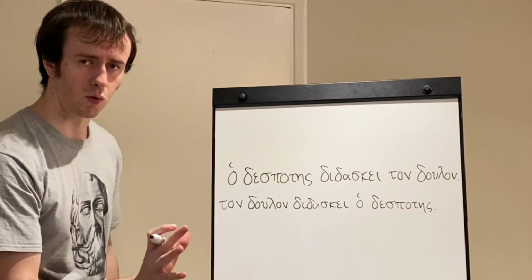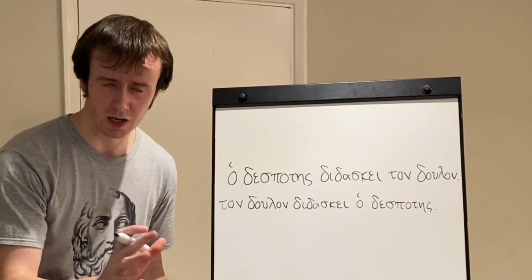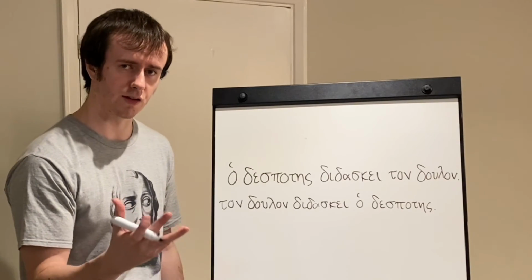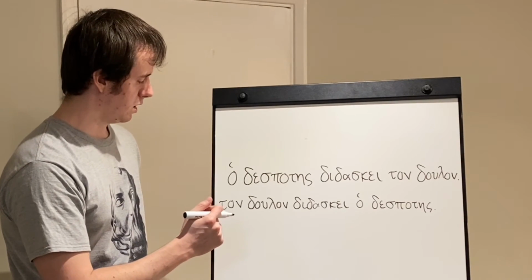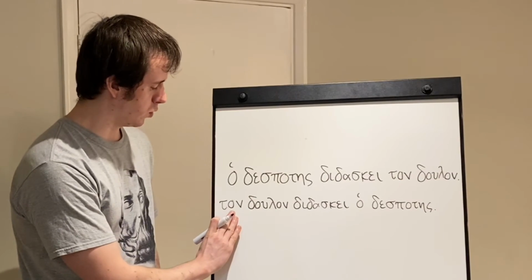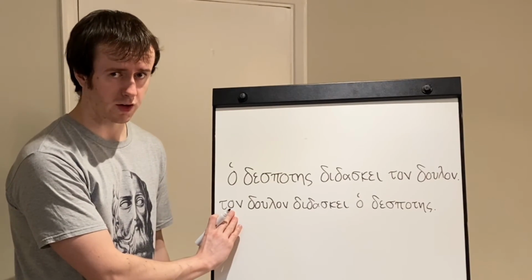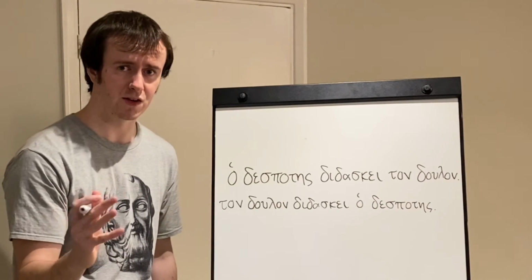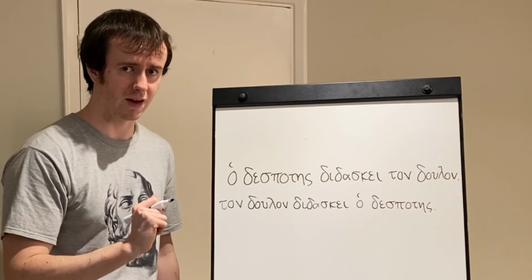Greek, the word order is not what matters. Greek word order is very flexible. What matters is the endings of the words. Or in the case of the definite article, the form of the definite article. Since with the definite article it's not just a matter of changing the ending, but it's a matter of changing the whole form in some cases.